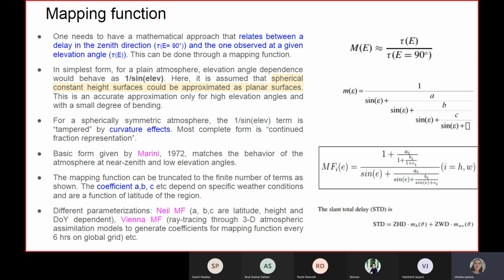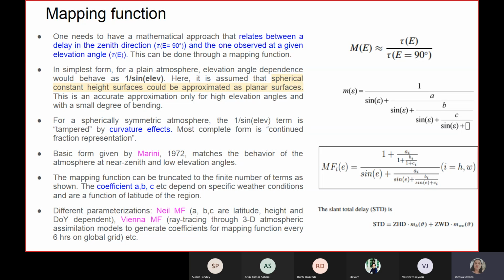Okay, so some options are the Niell mapping function, which is very popular, where A, B, C are latitude, height, and day of the year dependent. What is DOY? Day of the year. So time of the year, because time carries the weather information: at what time of the year, what weather would be prevalent over there. Latitude and height are the location information. So this information is required for the Niell mapping function.